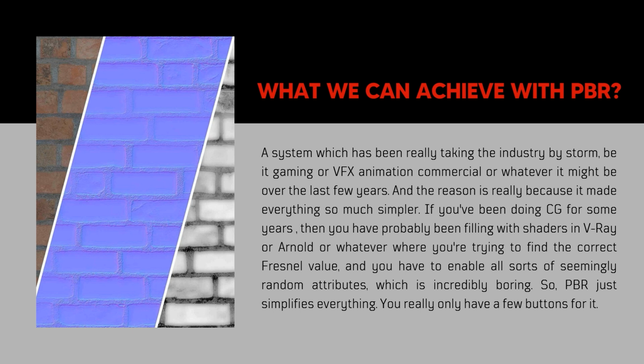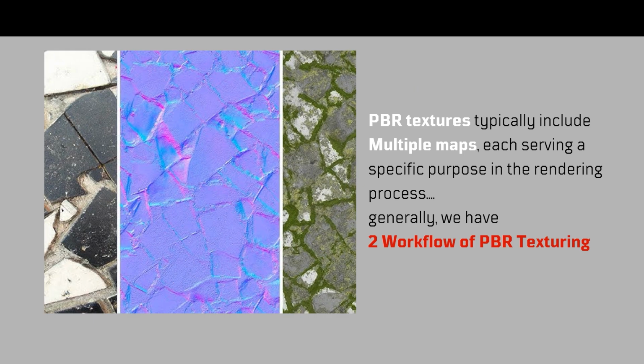If you've been doing CG for some years, then you have probably been dealing with shaders in V-Ray or Arnold or whatever, where you are trying to find the correct reflection value, and you have to enable all sorts of seemingly random attributes, which is incredibly boring. So PBR just simplifies everything. You really only have a few buttons for it.